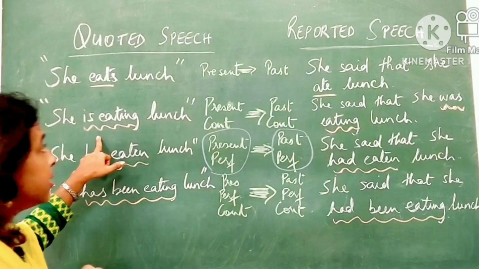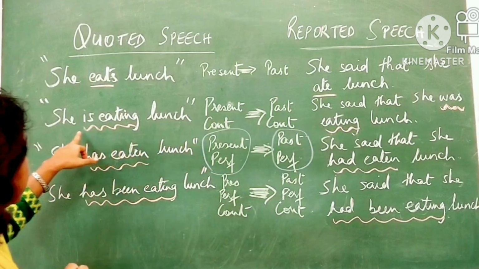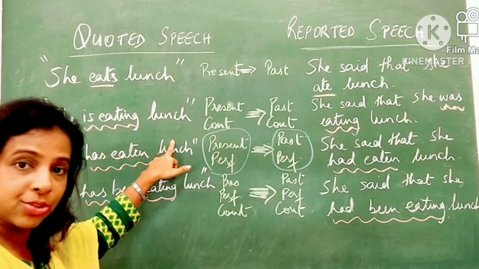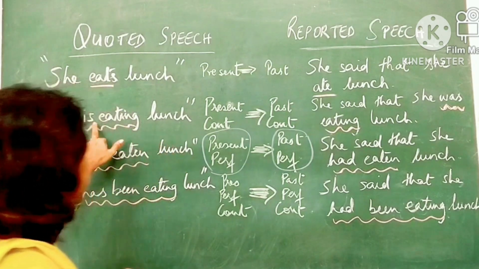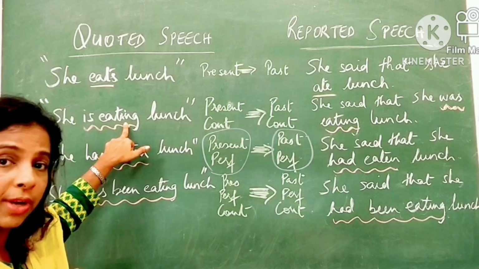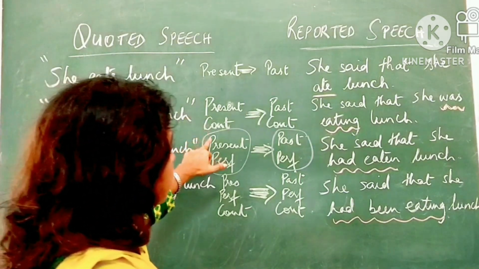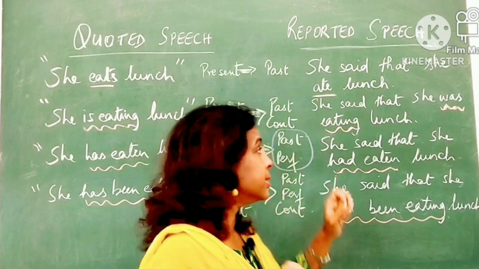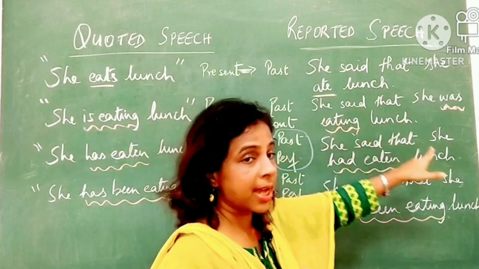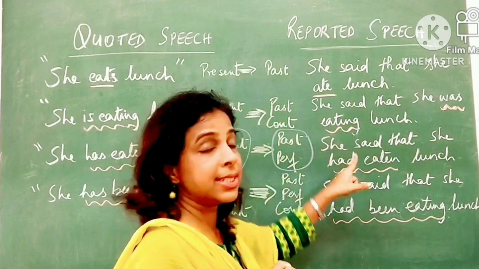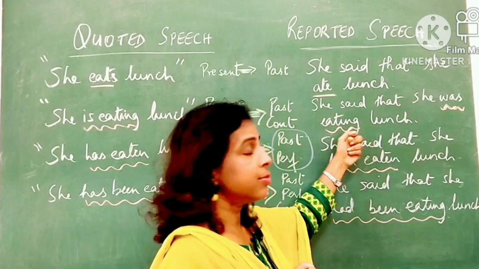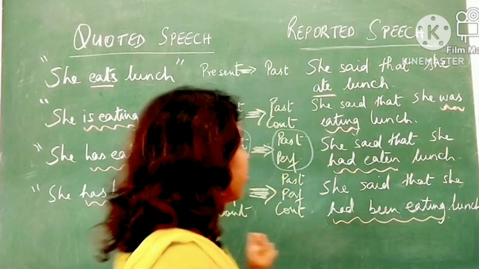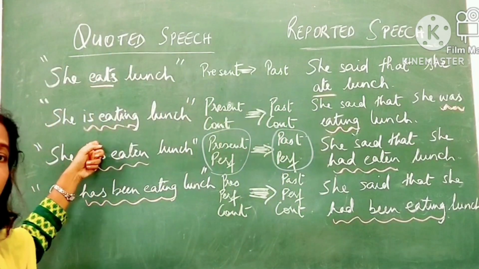Now, if you look at the present continuous, that is eating, she is eating lunch. This is present and this is continuous or progressive, ing. So, present continuous will become past continuous. Again, you will remove the inverted commas and say she said that she was eating lunch. The progressive or continuous form will remain the same, but this will change from is, it became was.